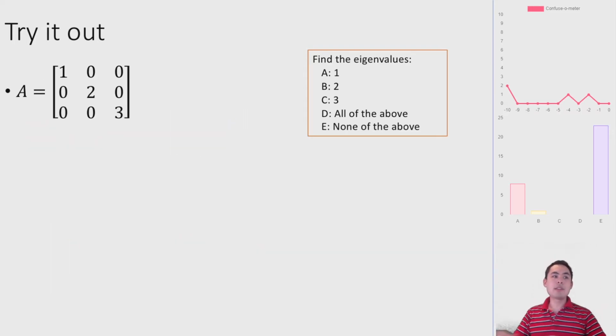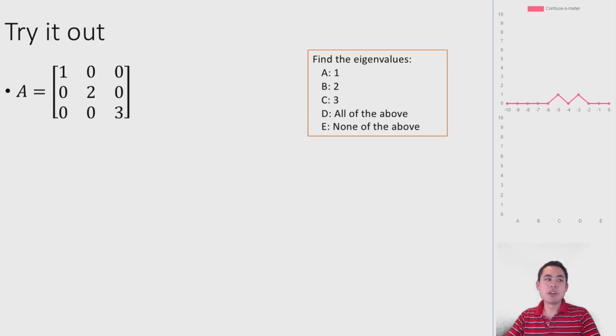I want you to find the eigenvalues of this matrix. So note that this is a very special matrix, right? So this is a diagonal matrix. So what do you all think are the eigenvalues here? Okay, so let's see. We are starting to get some responses. Looks like we have a lot of D's in chat. So that is correct. All three of these are eigenvalues.